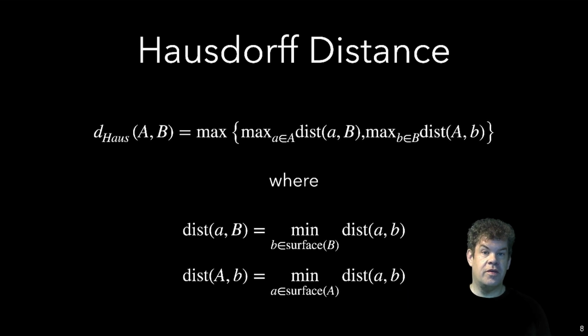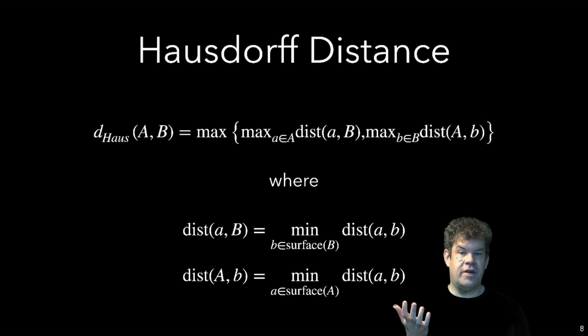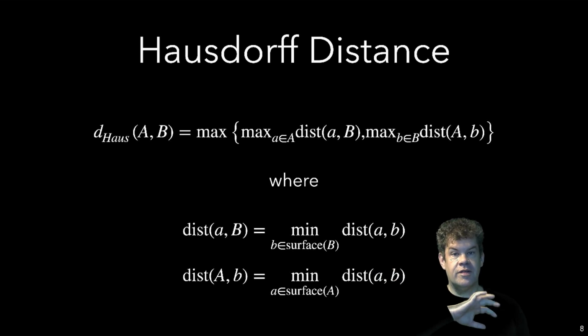And I just want to talk about the most simple and most intuitive one here, at least I think it's the most intuitive one. And that's the so-called Hausdorff distance. Okay, and it's defined between two sets, A and B.